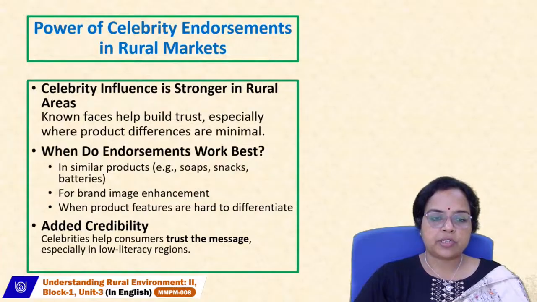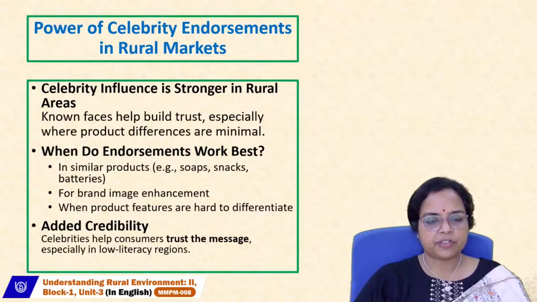Power of celebrity endorsement in rural marketing. Celebrity influence is stronger in rural areas. Known faces, strong faces, popular faces of their locality, if you are taking them as your advertisement endorsed person, then it will help to build trust, especially where product differences are minimal. When do endorsements work best? In similar products like soap, snacks, and batteries, all with similar functions. The products are used for similar kinds of functions.